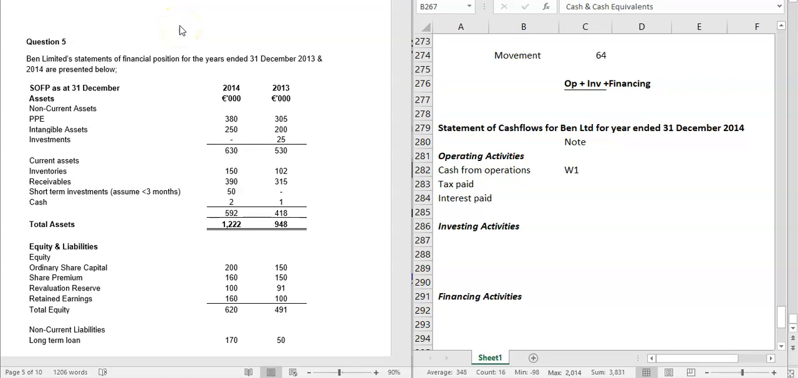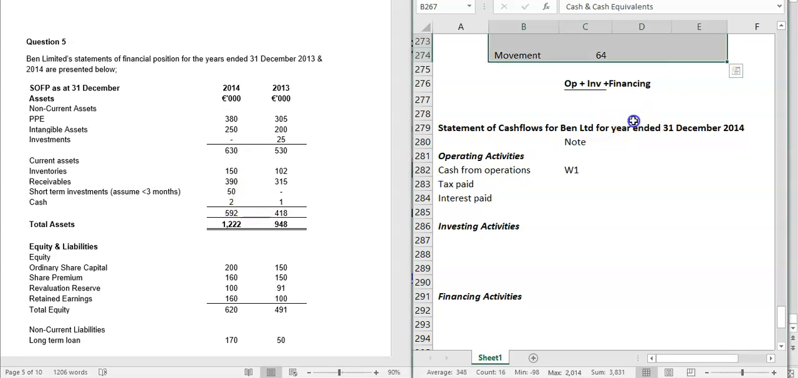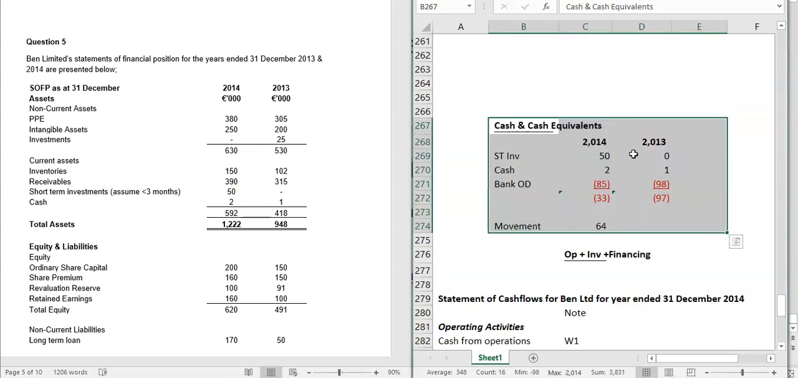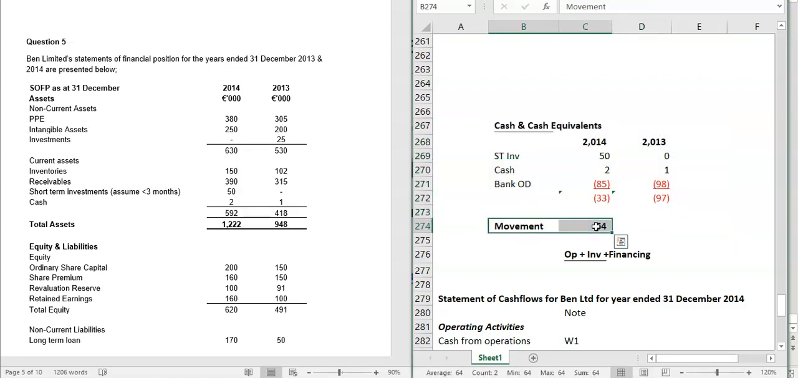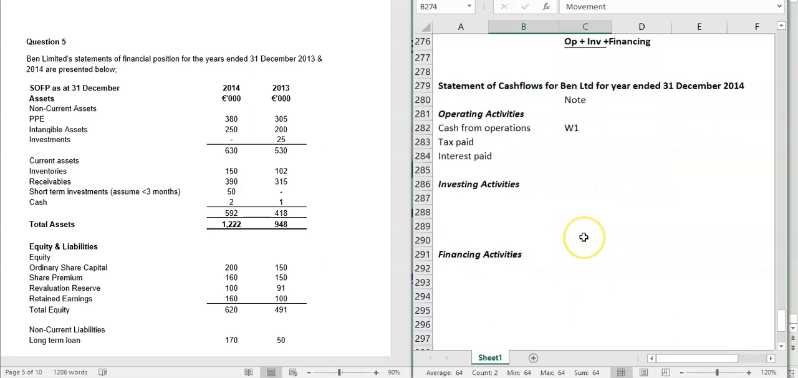In this week's recording, we're going to continue on with question 5 in the question pack, looking at Bin Limited's statement of cash flows. Remember, in the live webinar in week 2, we calculated the final answer, the movement in cash and cash equivalents, which we said was a positive 64,000. We also set up a template, and we started to look at cash from operations using the indirect method. So we're going to come down to working 1.